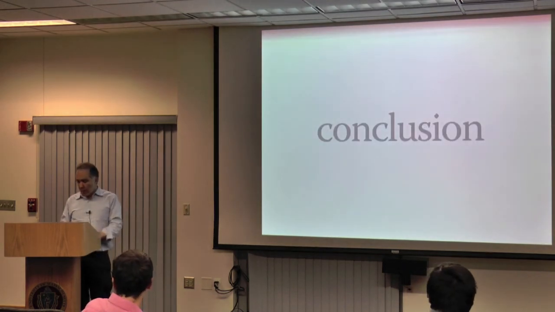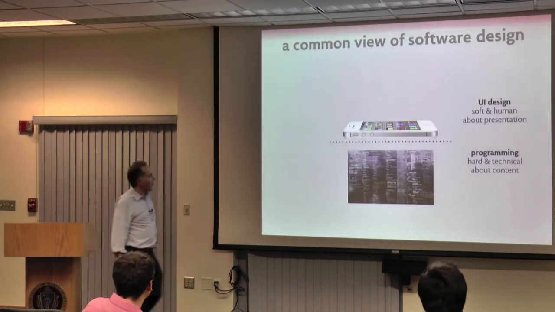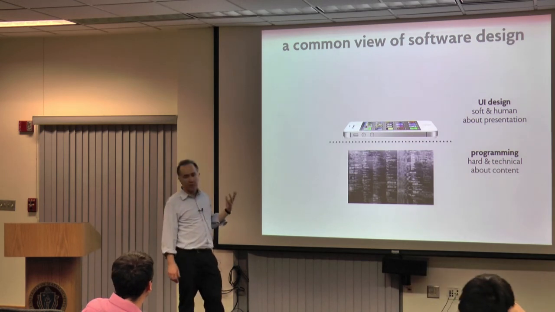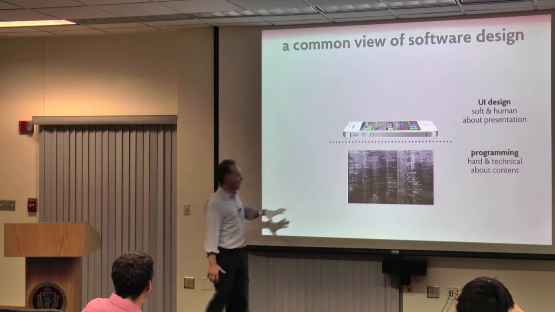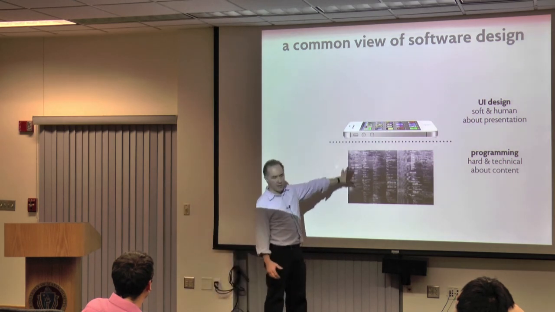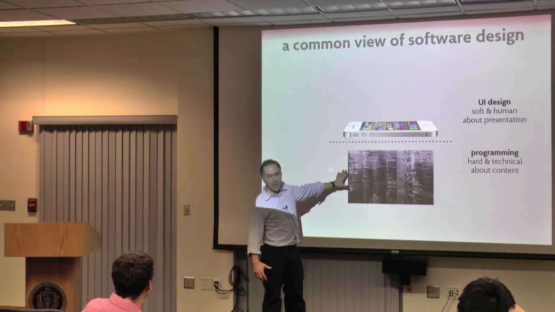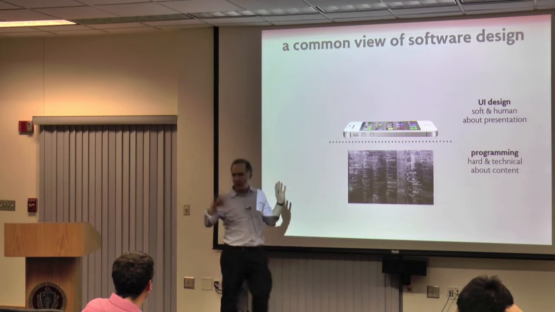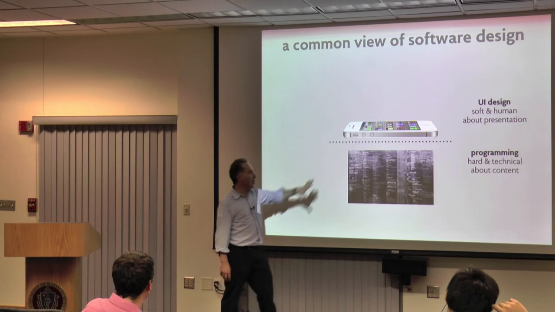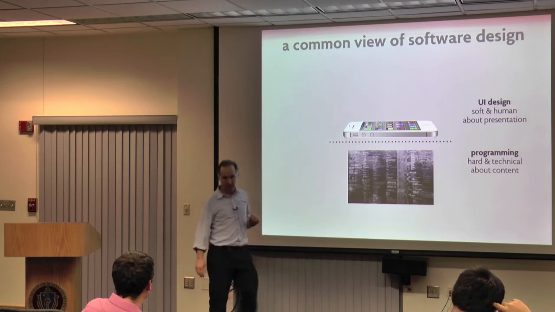So the way I would conclude is with this picture, that the way that I think we've often thought about the relationship between what users do and what programmers do is that there's a problem of programming which is sort of hard and technical and interesting, and this is what real people worry about. And then the UI design problem, which is soft and human and psychological, and no real computer scientist would touch this with a barge pole.